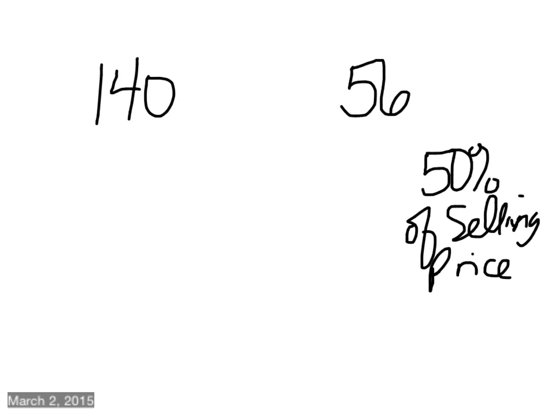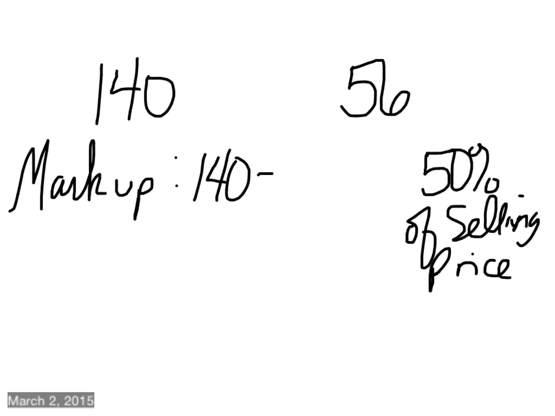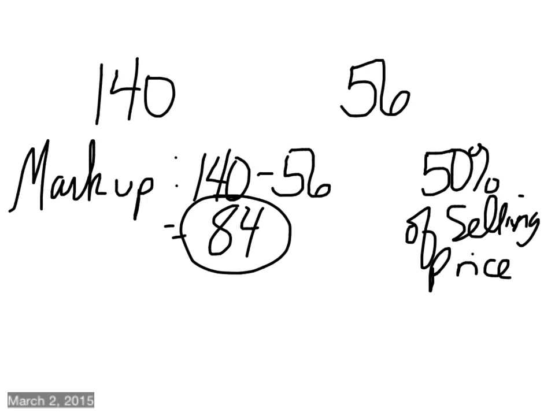So, first thing that we need to do, let's find the different things. The markup, as you guys should have already had. How do I find the markup? This should have been last week. Selling price minus cost. What was the selling price for this item? $140. Minus the cost for this item, 56. So what is 140 minus 56? 84. So $84 is the first answer.